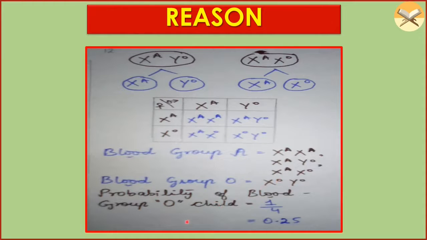As here we are discussing the probability of blood group O, so we will divide this 1 offspring with the total number of offspring 4. The number that comes is 0.25, which shows that the probability of blood group O child is 0.25.